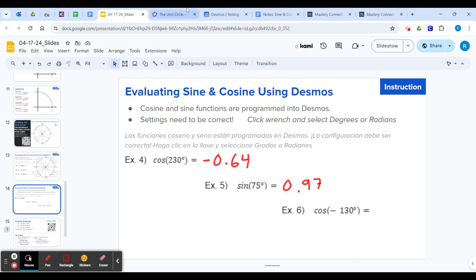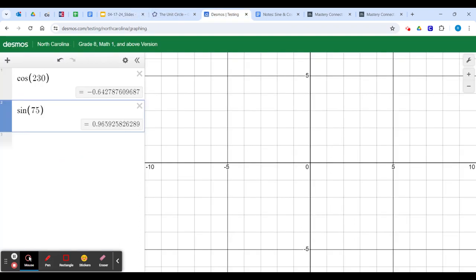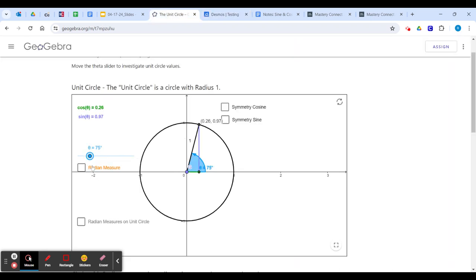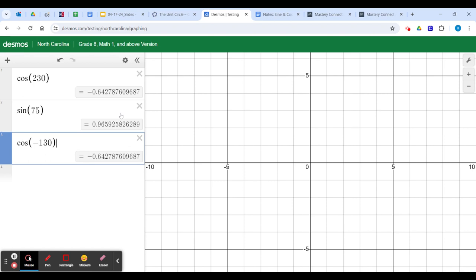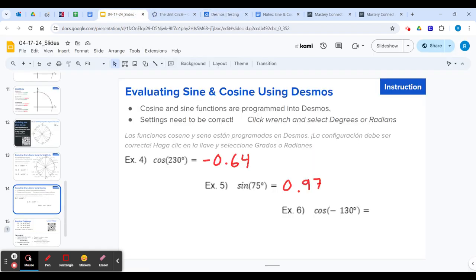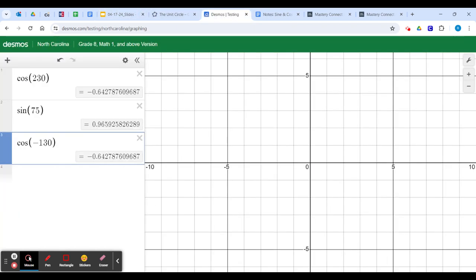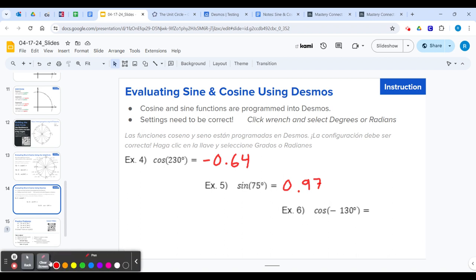So lastly, this cosine of negative 130. So I'm just going to type in cosine of negative 130. And that gives me negative 0.64. Let's check this out. If I plug in negative 130, well, actually, we can't really do that in our GeoGebra tool. So we're kind of relying on our Desmos. So cosine of negative 130 is going to be that negative 0.64, similar to our answer in example 4.